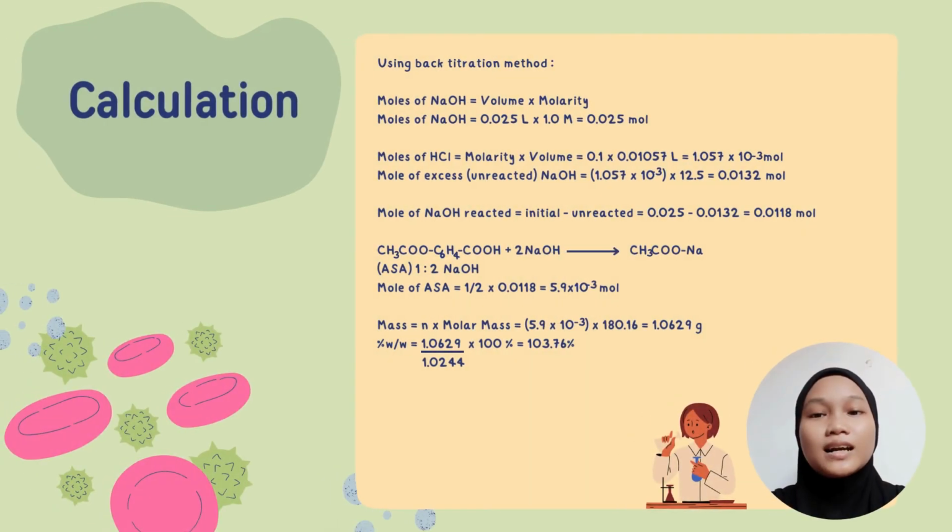Next, we will go through the calculation to find the percent weight over weight of the active ingredient in the aspirin tablet. We use the back titration method. First of all, we need to find the moles of NaOH reacted using the formula moles initial of NaOH minus moles of excess NaOH. For moles initial of NaOH, we use the formula volume times molarity, and we got 0.025 mole. Next, for moles of excess NaOH, we need to find the moles of HCl first, and after the calculation, we got 0.0132 mole for unreacted NaOH. After that, we can calculate the moles of NaOH reacted, which is 0.0118 mole.